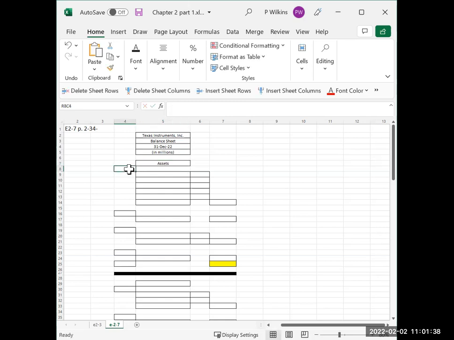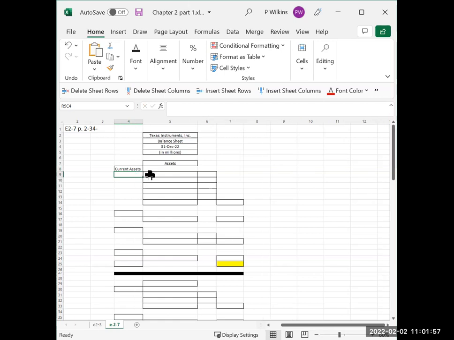And you should remember again, you should be trying to do this problem on your own first and then follow along to see how well you did and where you might need to adjust. Okay, so asset section. So the first section is going to be current assets. Okay, current assets is going to be listed first.